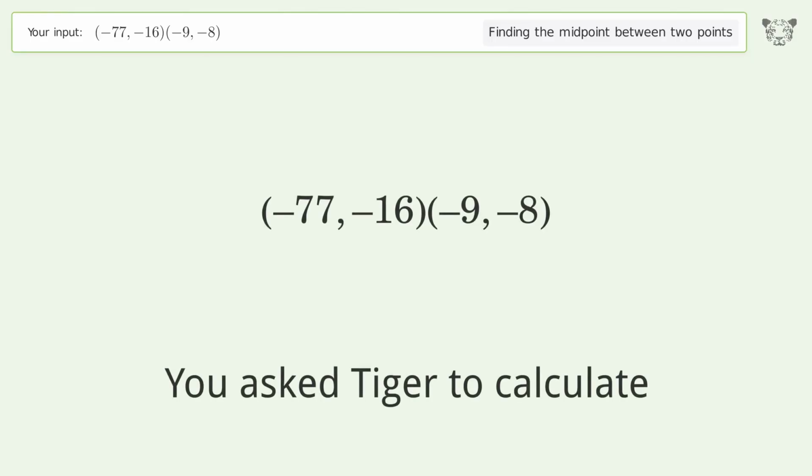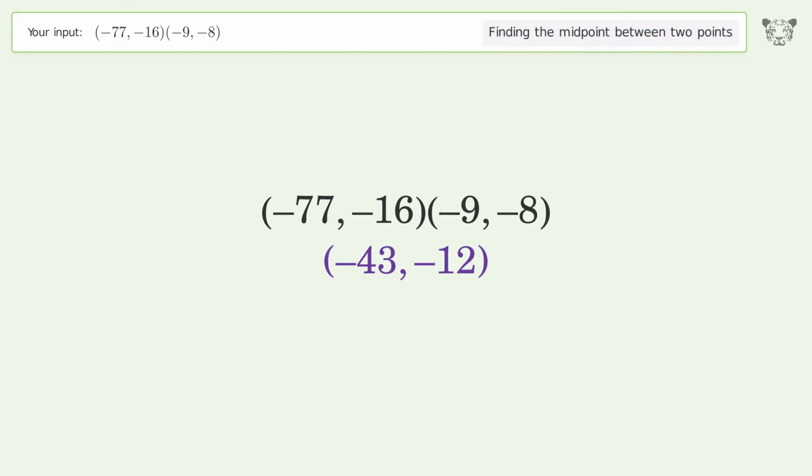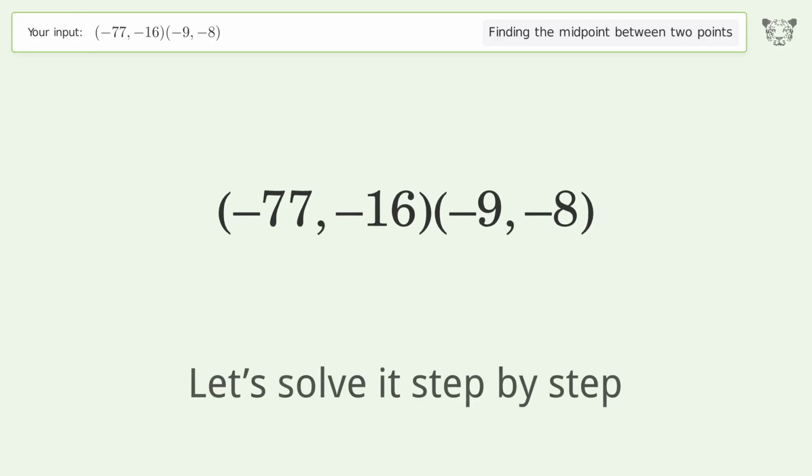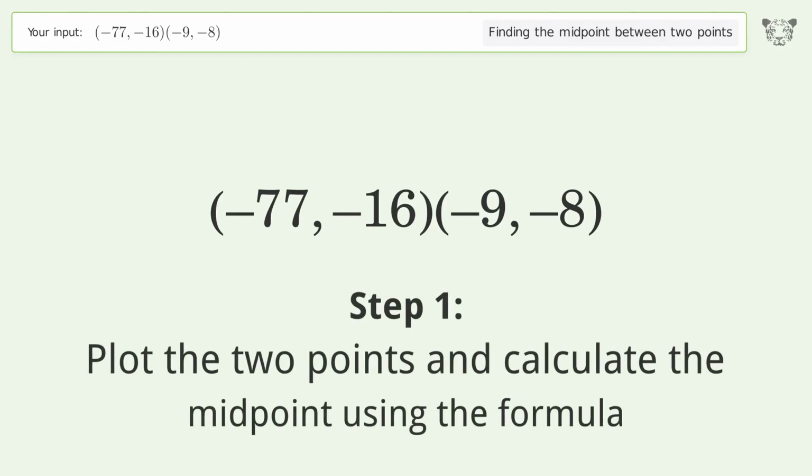You ask Tiger to calculate. This deals with finding the midpoint between 2 points. The midpoint between the 2 points is -43, -12. Let's solve it step by step. Plot the 2 points and calculate the midpoint using the formula.